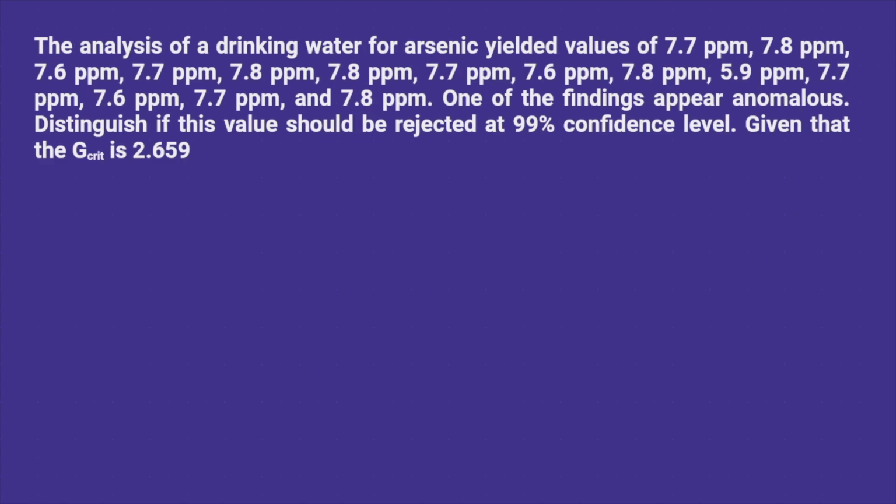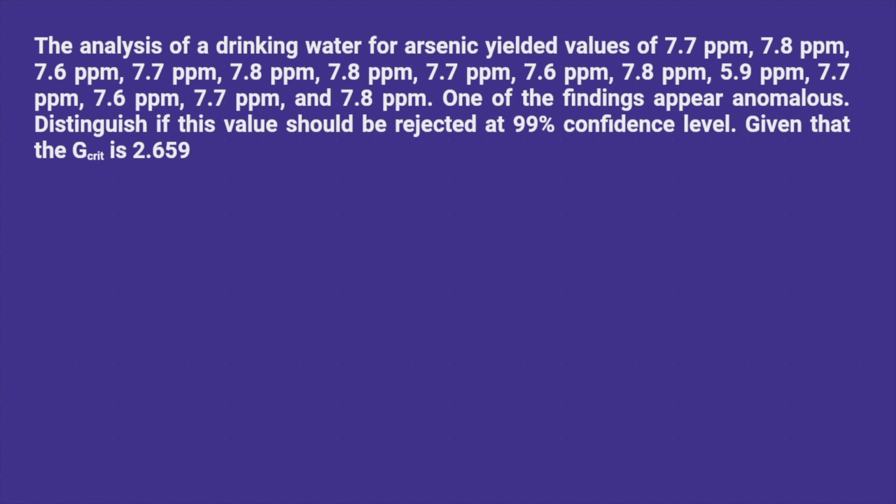Let's move on to question number 2. The analysis of drinking water for arsenic yielded values as written in this question. One of the findings appears to be anomalous. Distinguish if these values should be rejected at the 99% confidence level, given that the G critical is 2.659.